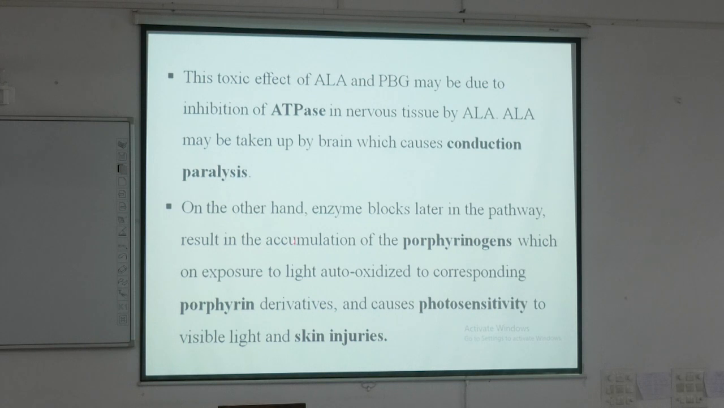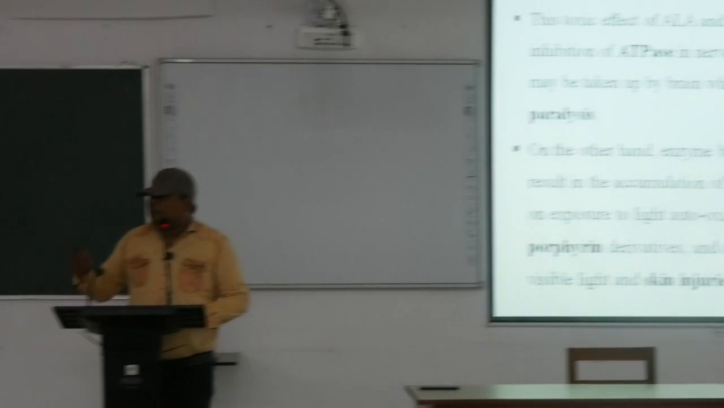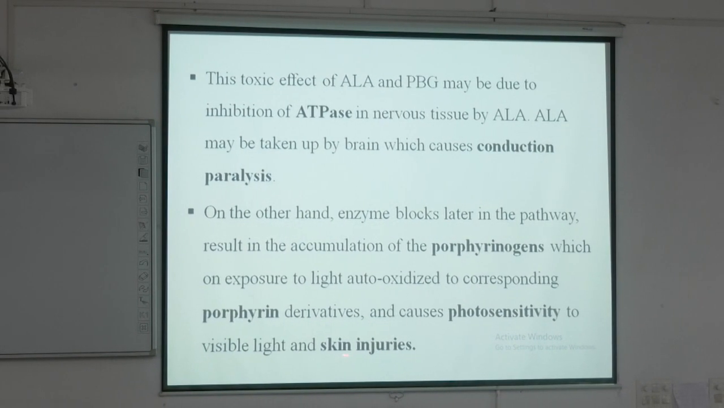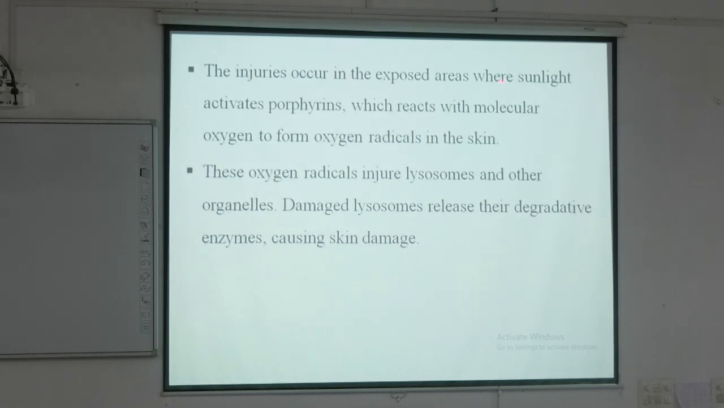Enzyme blocks later in the pathway result in the accumulation of porphyrin, which on exposure to light auto-oxidizes, and there is a formation of free radicals. You know free radicals? You know antioxidants, reactive oxygen species, RNS, reactive nitrogen species. These go for lipid peroxidation. So these porphyrins, with exposure to light, auto-oxidize to corresponding porphyrin derivatives, which cause photosensitivity to visible light and skin injury, and this injury can activate active free oxygens, which cause damage to the lysosomes of the cells and ultimately damage the skin.